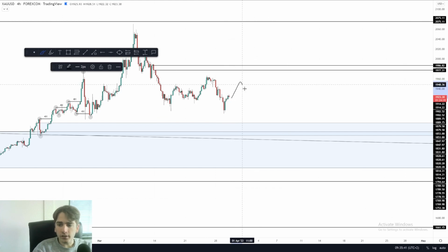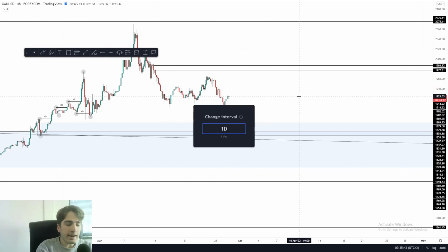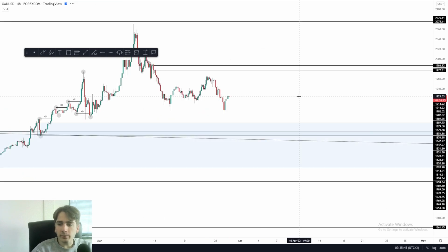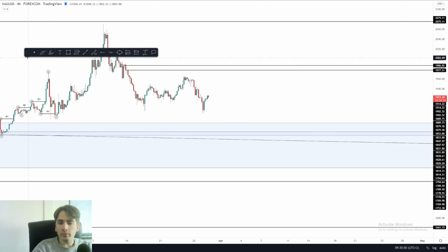We could see a further decline towards those daily areas of demand. If we do see a little bit more of an increase in price, I will be looking for shorts in the near future.